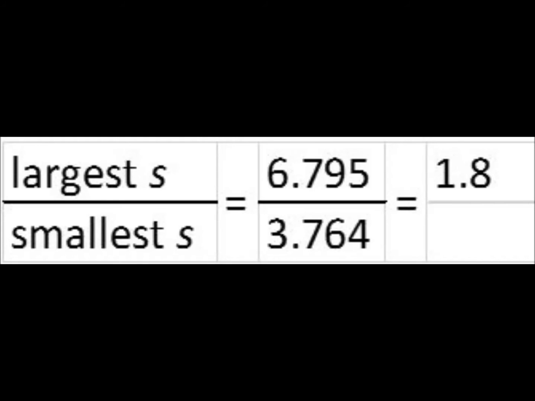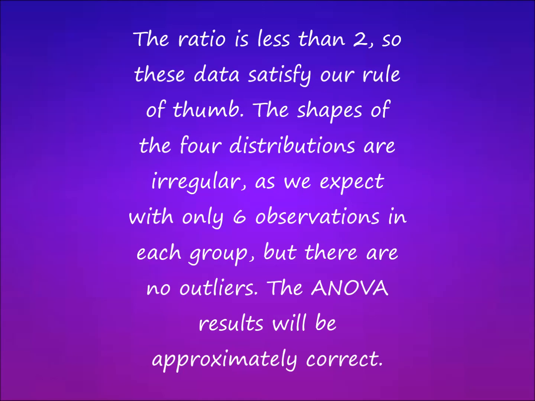Check that we can safely use ANOVA to test equality of the 4 means. The largest of the 4 sample standard deviations is 6.795 and the smallest is 3.764. This is the ratio. The ratio is less than 2, so these data satisfy our rule of thumb. The shapes of the 4 distributions are irregular, as we expect, with only 6 observations in each group. But there are no outliers. The ANOVA results will be approximately correct.